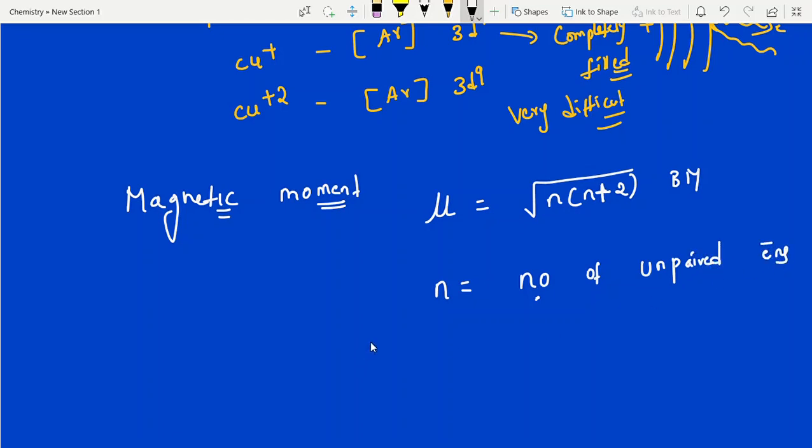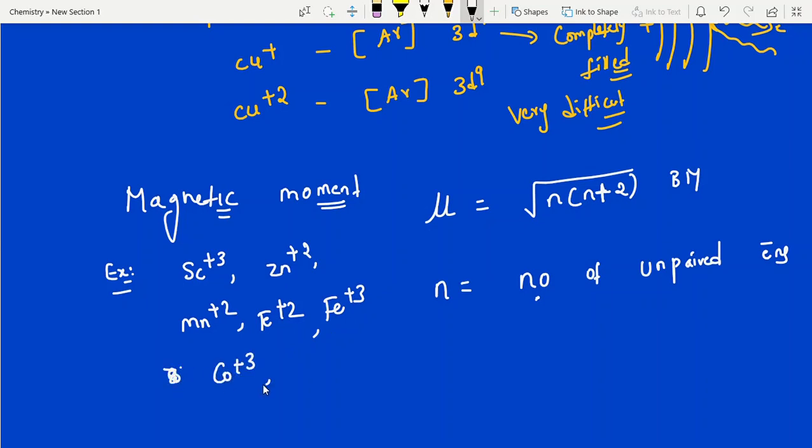Let me give some examples. I will explain one question, students, and the remaining examples you can work out. First, I am writing the frequently asked questions in examinations: Sc plus 3, Zn plus 2. Next, manganese plus 2, iron plus 2, iron plus 3. Next, cobalt plus 3, nickel plus 2, chromium plus 3.